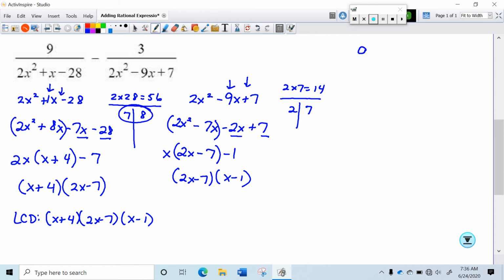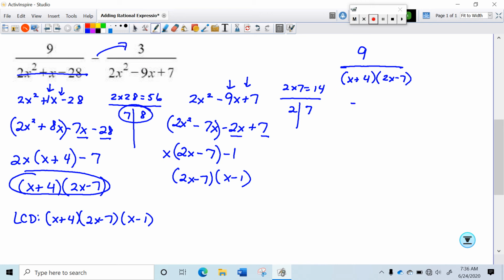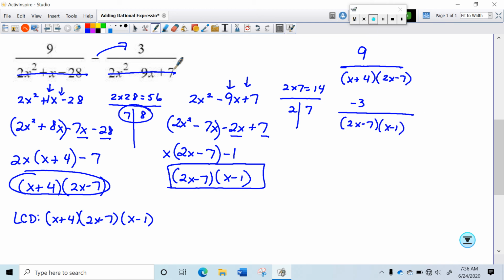So the original fractions were 9 over, I'm just going to go ahead and instead of copying this down, I'm going to write down what it was when I factored it. X plus 4 times 2x minus 7. And this negative goes with the 3. So negative 3 over, when I factored this one, I got this 2x minus 7 times x minus 1. That's what I have in the original problem. Here's what I want. I'm afraid I'm going to run out of room over here too.